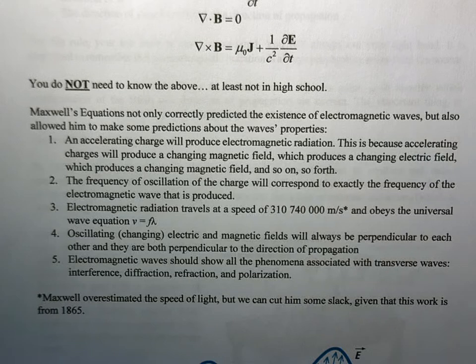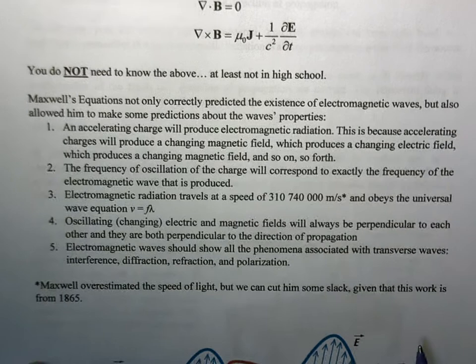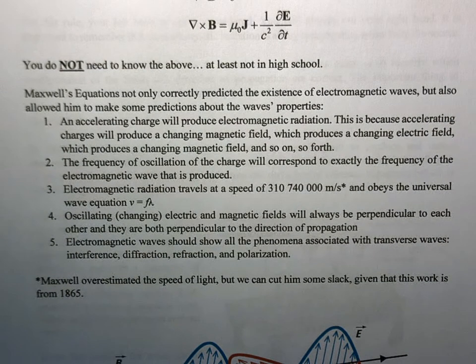So Maxwell, in his equations, he made 5 predictions about electromagnetic waves and their properties. So first of all, he hypothesized that an accelerating charge will produce electromagnetic radiation. So that's good. We know that that's correct. And the reason for that happens to be that when we have this accelerating charge, it's going to produce a changing magnetic field, and then that changing magnetic field is going to produce a changing electric field. But then that changing electric field produces a changing magnetic field, and you kind of have that cyclical process. A changing electric field generates a changing magnetic field, which generates a changing electric field, and so on and so forth. So this is also why we refer to electromagnetic radiation as self-propagating.